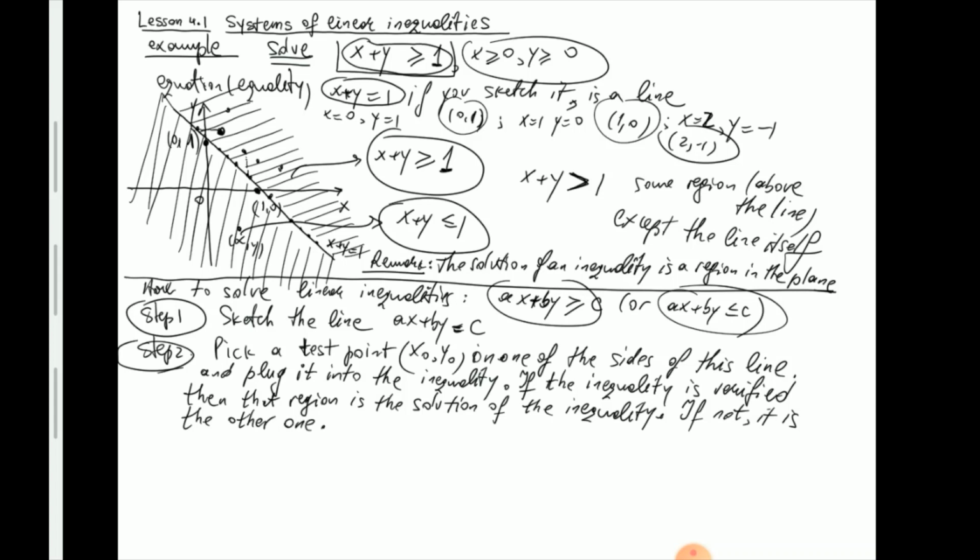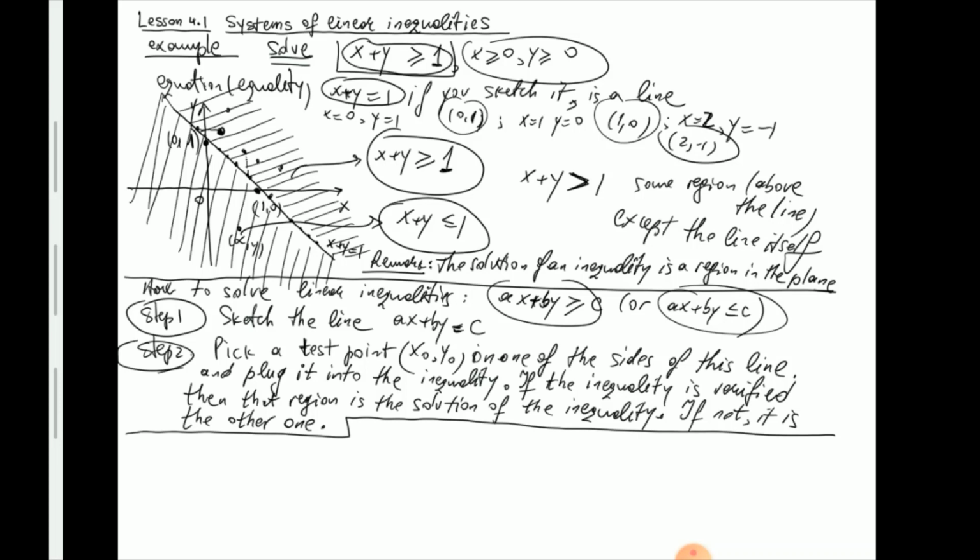It's as simple as that. It's one of the two sides. And the easiest thing to figure out which one is which is just to pick a test point for one of those regions. So let's do a quick example in this part here.